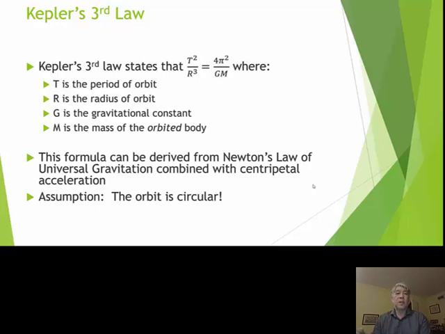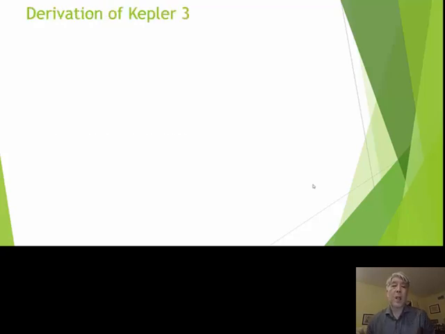Kepler's third law is basically that T squared over R cubed is some constant. That constant happens to be 4 pi squared divided by capital G, our gravitational constant of 6.67 times 10 to the minus 11, and M, where M is the mass of the orbited body, the sun in the previous diagrams. This formula can be derived from Newton's law of universal gravitation combined with centripetal acceleration. There is an assumption that the orbit is circular. For most of the planets in our solar system, they're pretty close to circular.